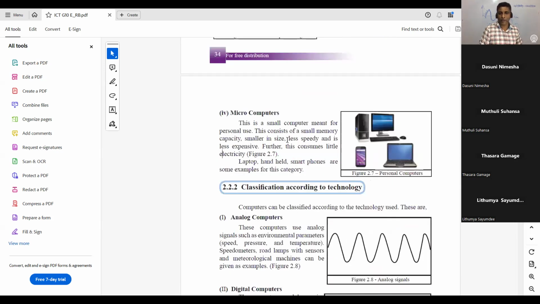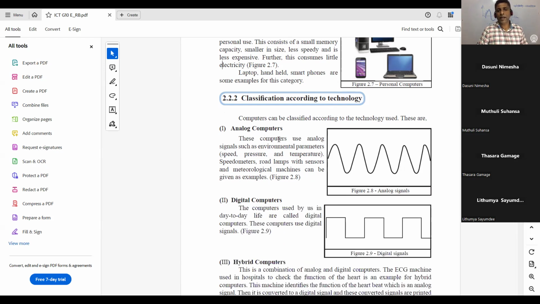And microcomputers, these are well known to all of us, right? For our day-to-day work use, we get micro type computers. Even your smartphone is a microcomputer, your laptop is a microcomputer, your desktop is a microcomputer, right? It consumes very little electricity compared to the first three, very less expensive, portable, right? You can take it from anywhere. Even a desktop you can carry. The processing power is very low compared to the first three, but you can use it for your day-to-day work, right?